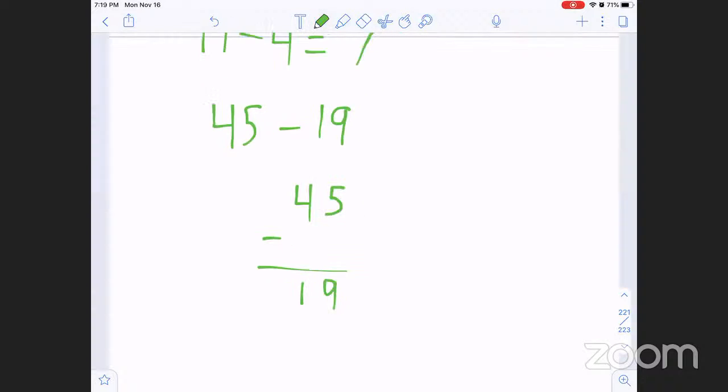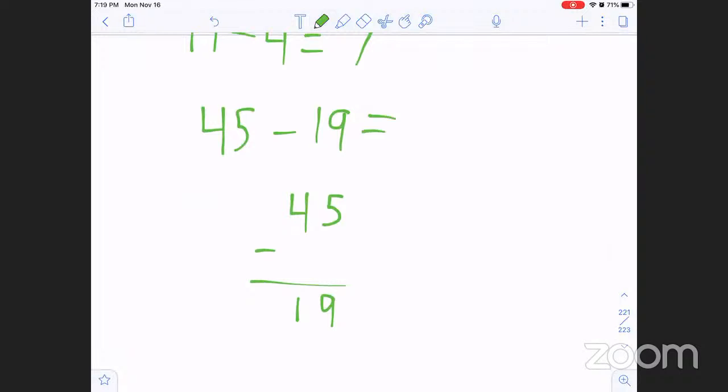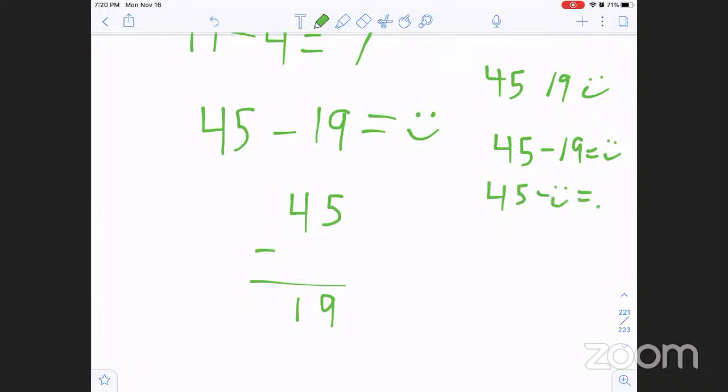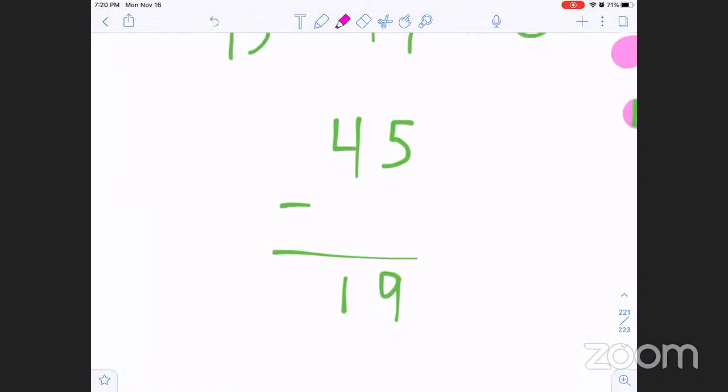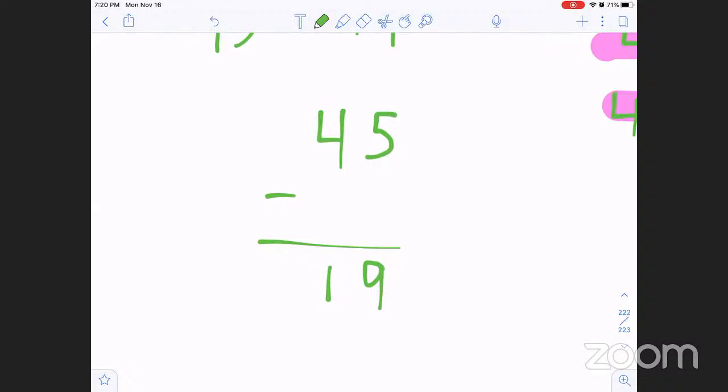And the reason we can do that is, if I put in a smiley face here, that means I have 45, 19, and a smiley face as my three numbers. So I can have the problem 45 minus 19 equals the smiley face, or I can also have 45 minus the smiley face equals 19. Think about that fact family, how over here we were able to switch those two around. That's the same thing we're doing here. I just put it in a stack problem and put 19 down at the bottom.